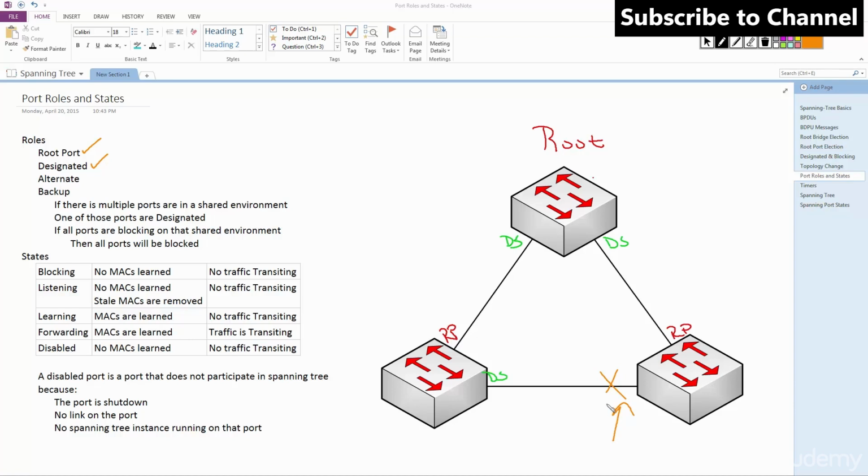Backup is a little different. Okay? And I want you to think about backups as a means of having multiple interfaces going into a shared environment. Now, when we talk about a shared environment, what does that mean? That means somehow we are connected to a hub. So let's say that this link here is plugged into this switch. In fact, let's make it black like the other one. So we've got these two links going across here.